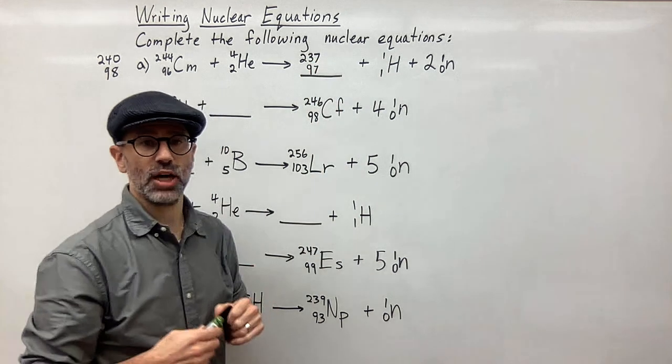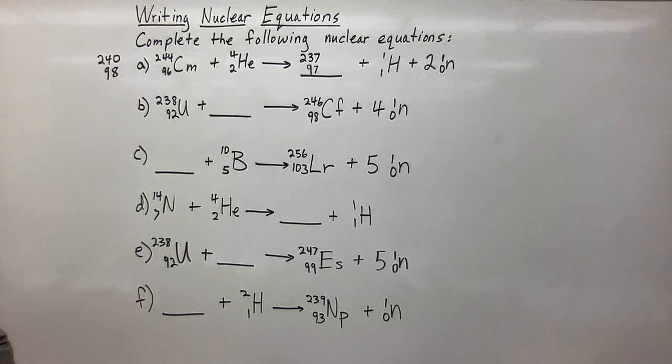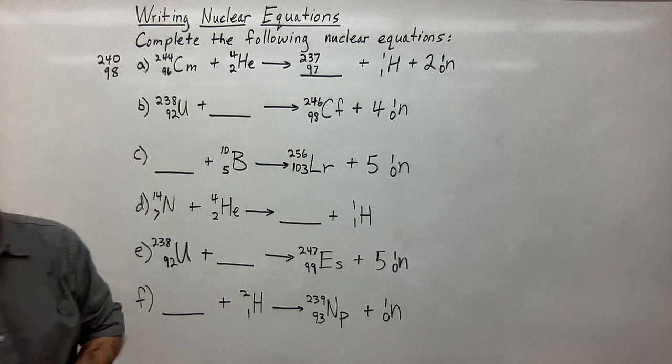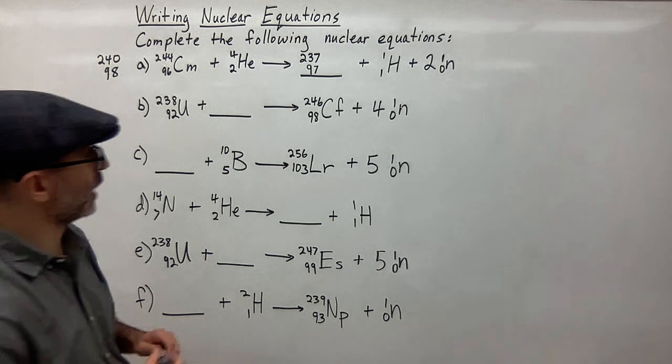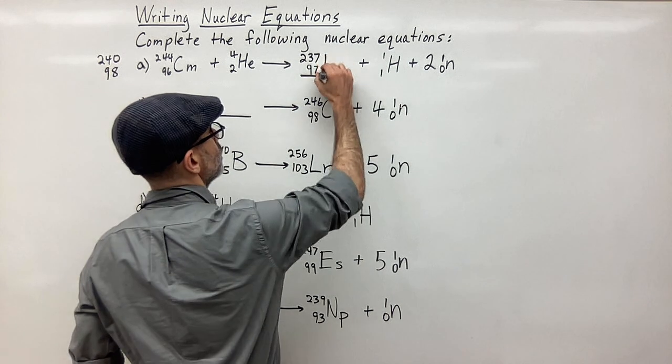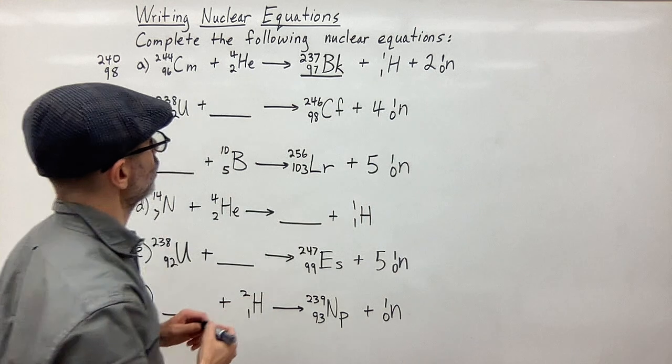So now we can look up the atomic number 97 for our isotope. And 97 is gold. Oh, wait, nope, that's 79. I'm being dyslexic right now. 97, where are you? That would be berkelium, Bk. So Bk is the answer.